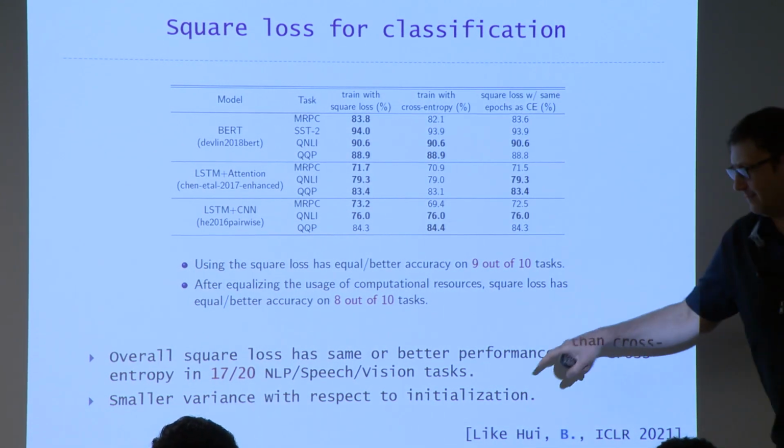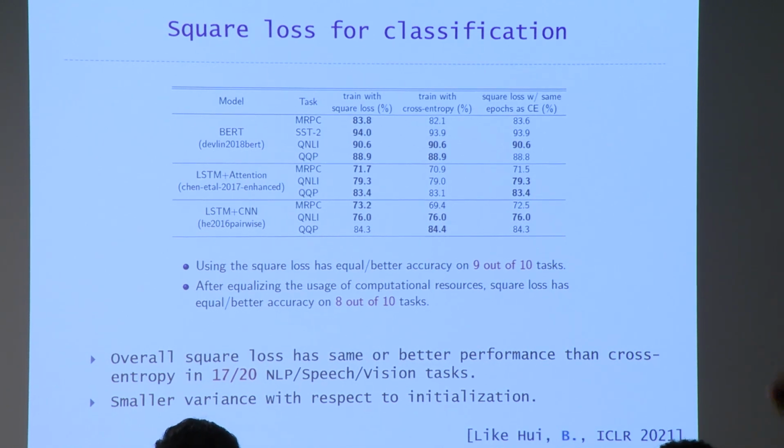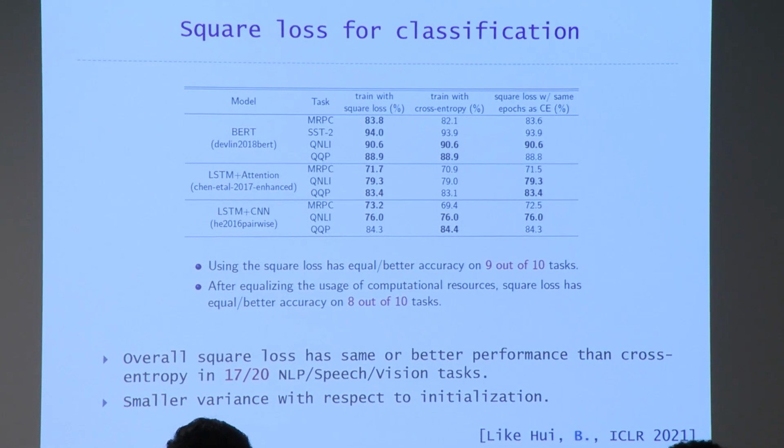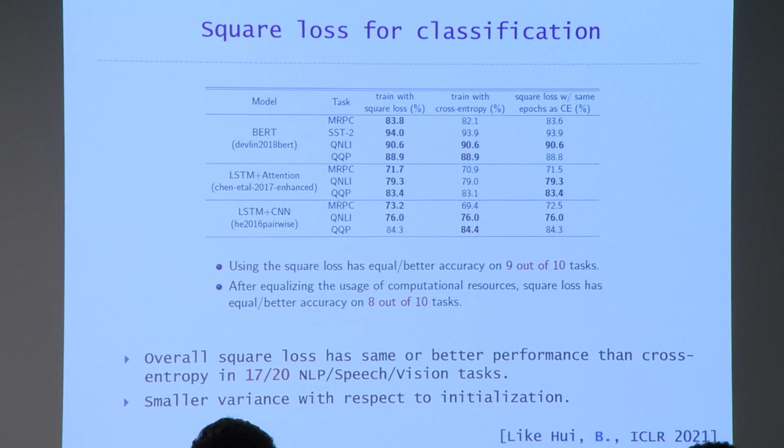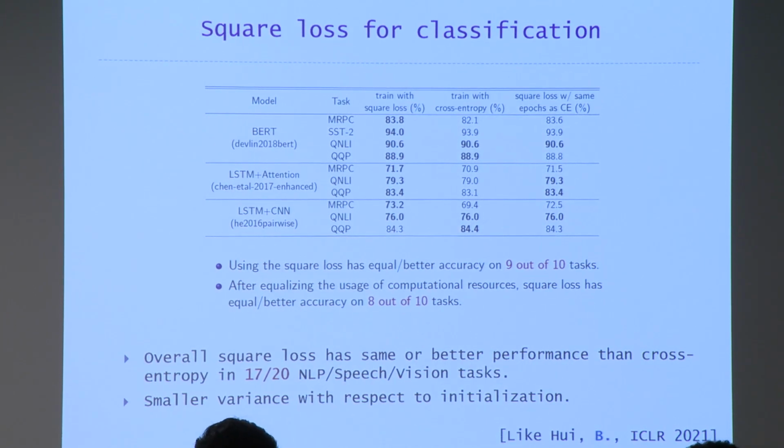And in fact, it even had smaller variance with respect to initialization. OK, so that's an aside. But that's maybe to justify a little bit why square loss is a reasonable thing to use, even when we talk about classification problems.